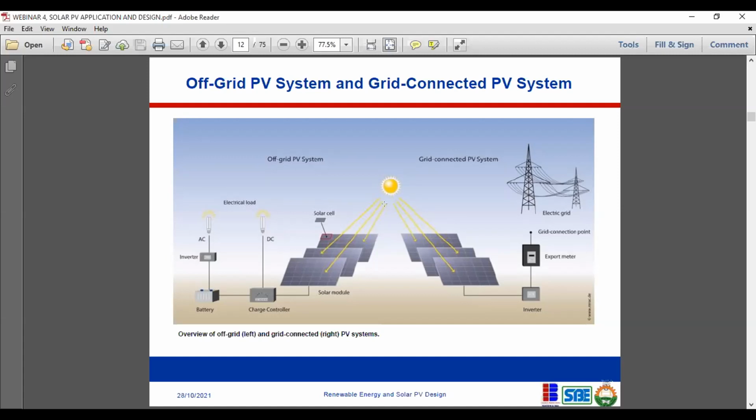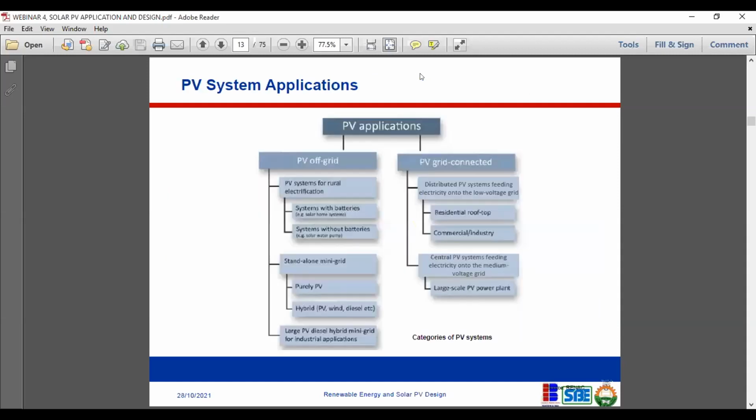Then for the on-grid or grid-connected system, in most cases, you don't need a battery. The solar system produces DC current, you convert it to AC current, and you export it to the grid. So these are the two major differences between the grid-connected and off-grid systems. We'll see more examples of this. So we have the PV off-grid, and we have the PV grid-connected.